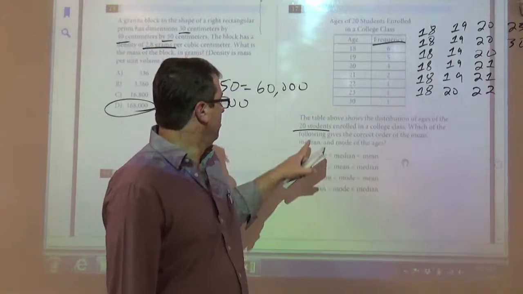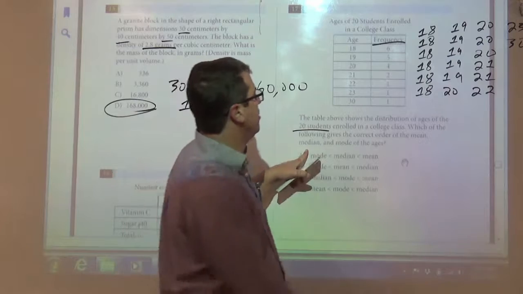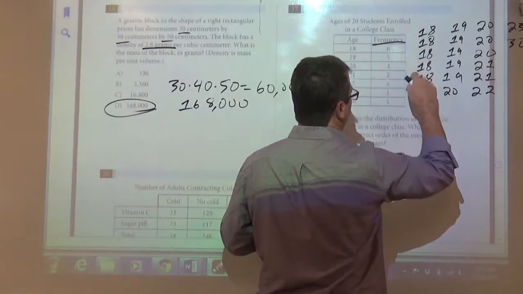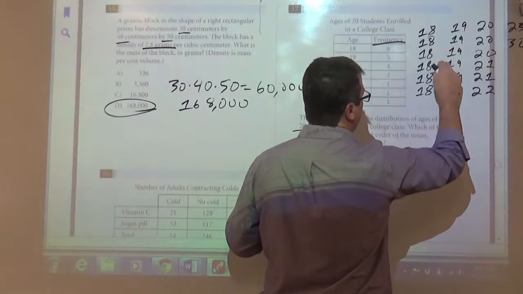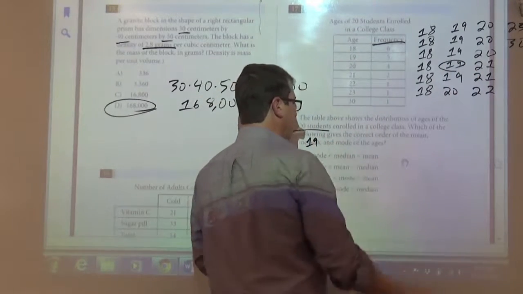So, first I'm going to get the median. For the median, I'm just going to count to the 10th number. 1, 2, 3, 4, 5, 6, 7, 8, 9, 10. So, my median is 19.